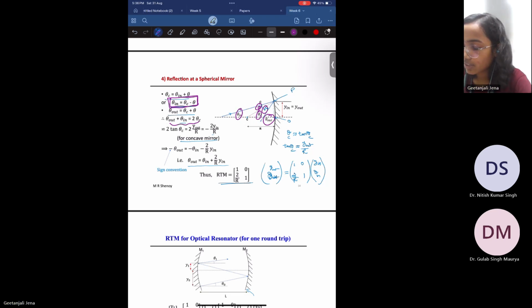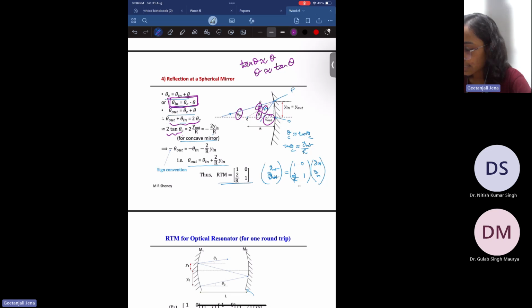And you already know that for paraxial rays you can use this: tan theta is approximately equal to theta. So in the next part, we use this paraxial approximation so that you can find the relation between theta out and y in.